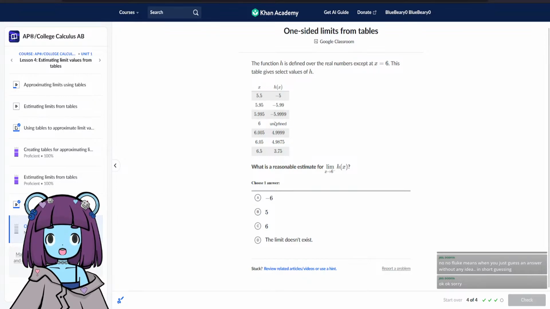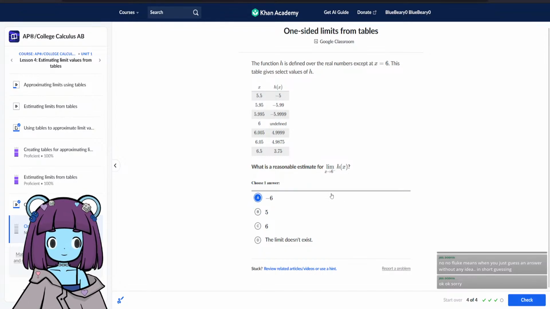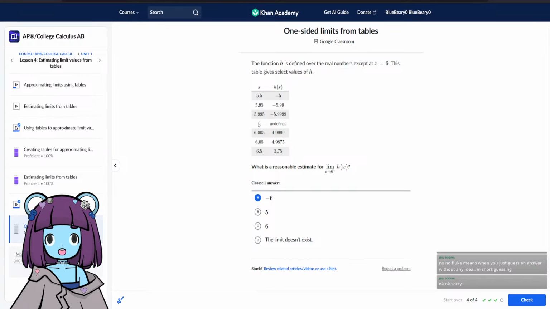So it keeps decreasing and it approaches -6. Let's say -6, because even though the actual value of -6 is undefined, it goes from -5 to -5.99 and -5.9999.